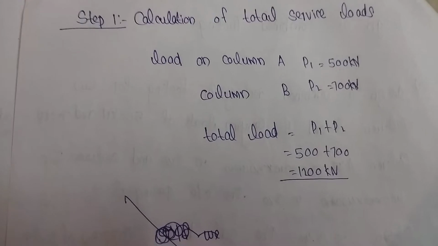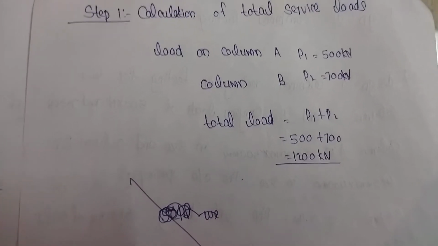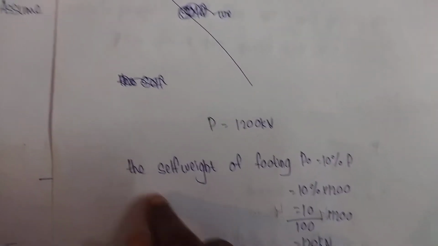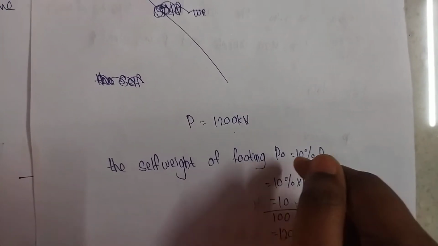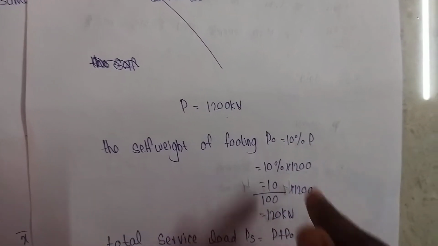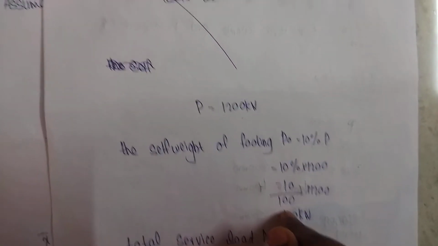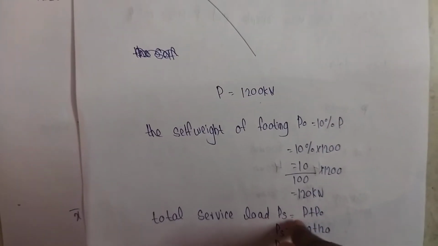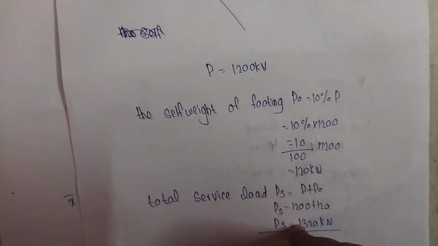First step is calculation of total service load. The load on A is P1, the load on B is P2, and the total load is P1 plus P2. Then we calculate the self weight of footing, that is P0, which is 10% of the total load, that is 10 divided by 100 times this value. Then the total service load means the total load plus the self weight of the footing.